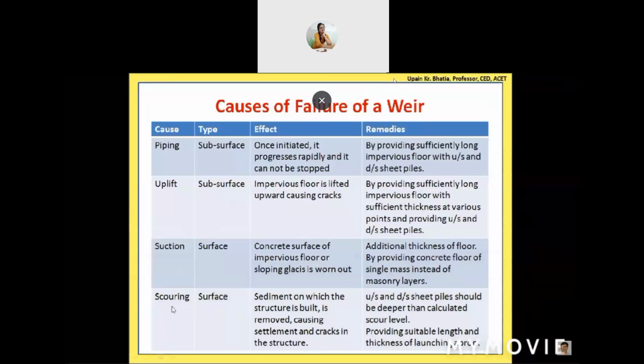The last one is scouring, and we know what is scouring. The sediment on which the structure is built is removed because of the scouring. And what is the effect further? It causes the settlement and cracks in the structures.